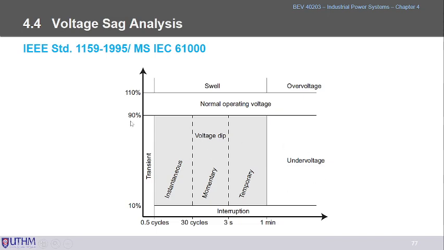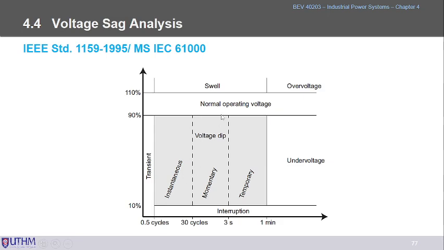If it is above 110%, that means more than a 10% increment, so it is a voltage swell. And below 90%, down to 10%, that means 10 to 90%, it is a voltage dip or voltage sag. This voltage sag is divided into three categories. The first one is instantaneous, the second one is momentary, and the third one is temporary. The duration of these three voltage dips can range from 0.5 cycle to 1 minute.